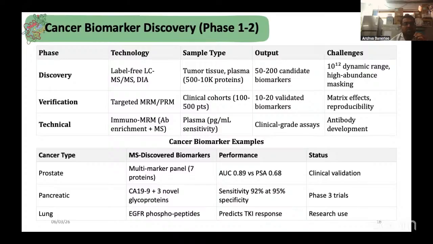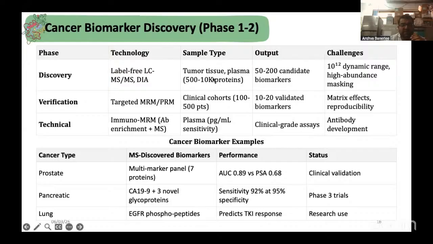Each cancer biomarker discovery has at least three phases, as the professor explained. If you are performing a biomarker discovery, first, in the discovery phase, you take label-free LCMS data from a cohort of patient samples, like 50 or 100 samples. You can identify more proteins and do in-depth analysis to increase the protein coverage, and around 500 to 10K proteins from tumor tissue, plasma, or proteins secreted into biological fluids are identified.